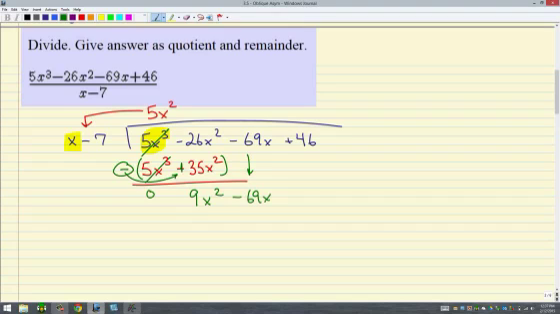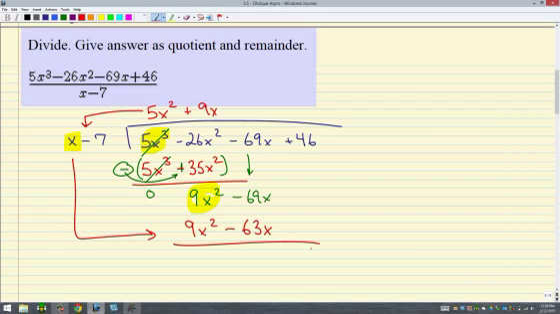So now you do the same process. What do I have to multiply the x by in order to get a 9x squared? Yeah, 9x. And so we'll put the 9x up top, up here. So we'll say plus 9x. And when we do this multiplication, we'll get 9x squared minus 63x. And now we subtract these.